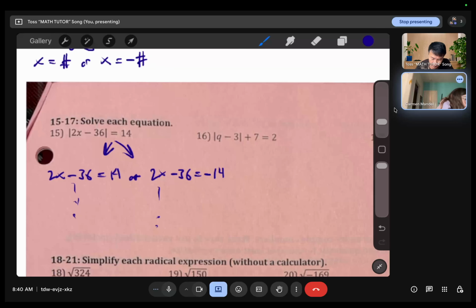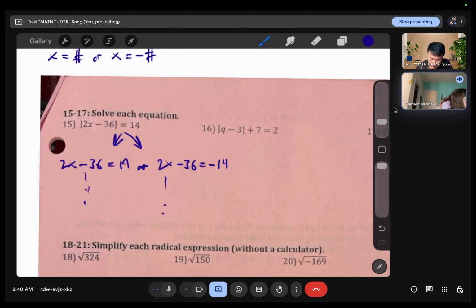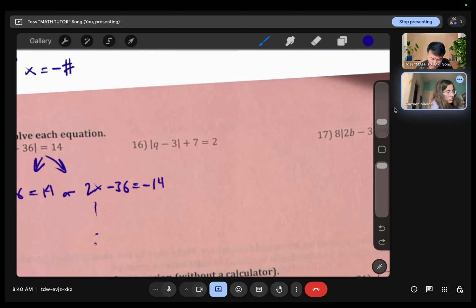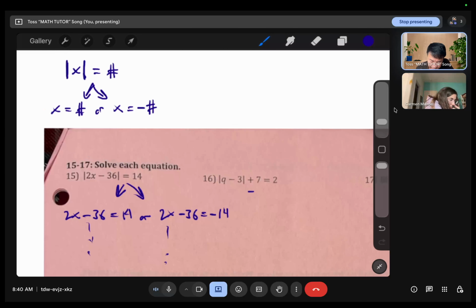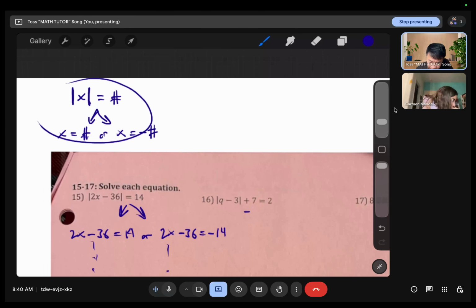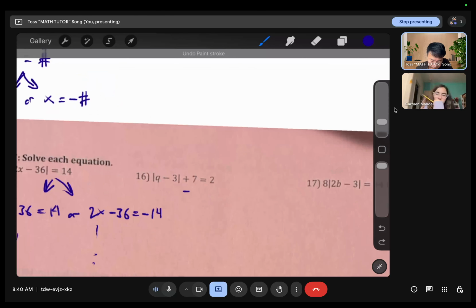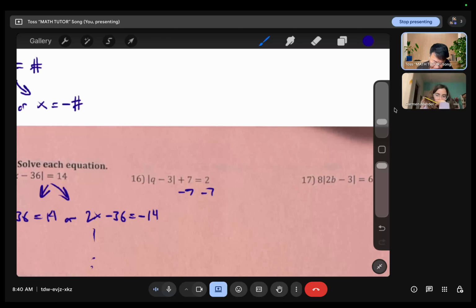Yeah, I want to get to 16. So why doesn't 16 work? Okay, here's why. You still do this. You still want to isolate the absolute value expression because of that rule. So subtract both sides by 7. And then I'll rewrite this to make it clean. It's what you have left.